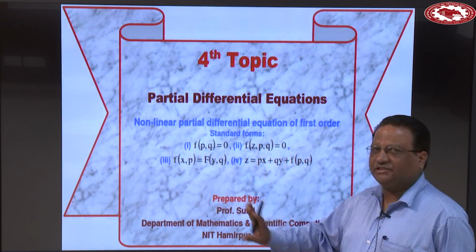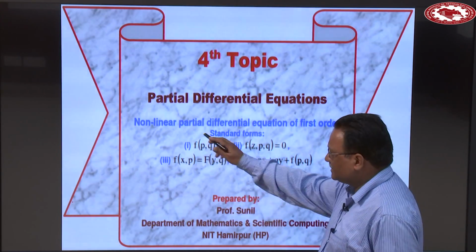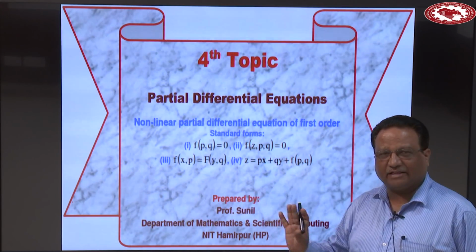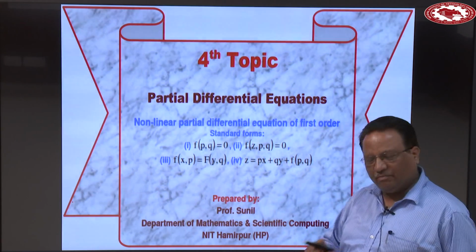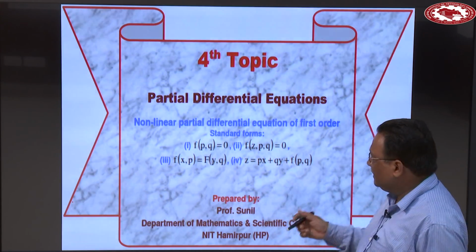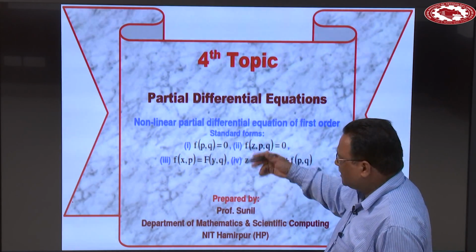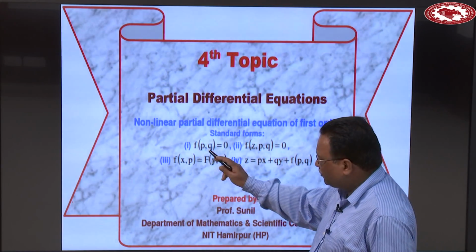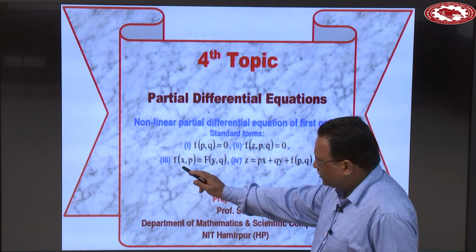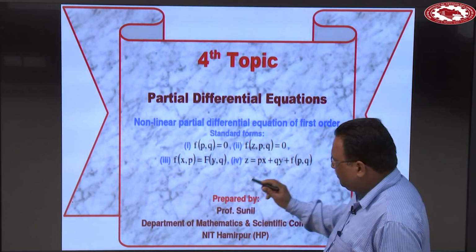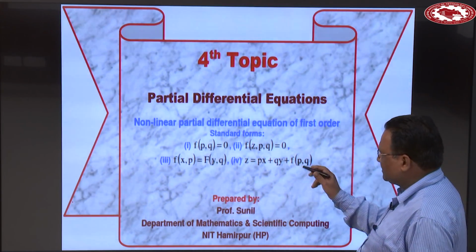In the next lecture we will discuss a general method for evaluating such equations, and that method is known as Charpit method. But before that general method, let us solve some standard forms like function of p, q is equal to 0, function of z, p, q is equal to 0, function of x, p is equal to function of y, q, and z is equal to px plus qy plus f of p, q.